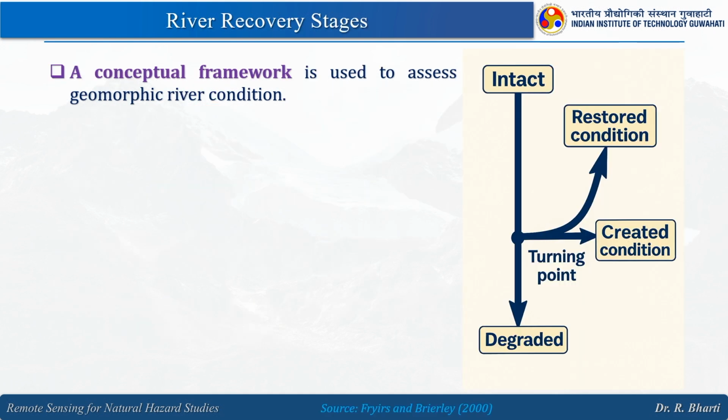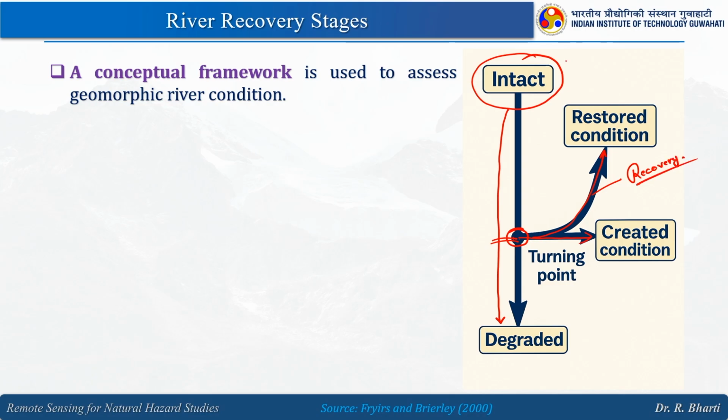So, this particular slide is meant to explain the river recovery stages. So, whether a particular river is moving towards the degraded form, or here when we are having the external forces or the anthropogenic activities, whether it is going towards these two directions. One can be the created condition, right, and another is the restored condition. So, this is the recovery phase.